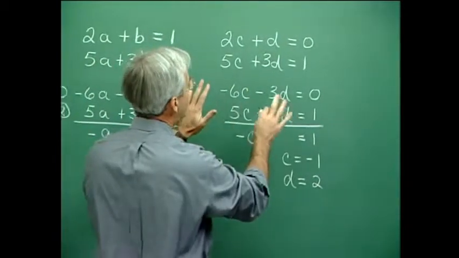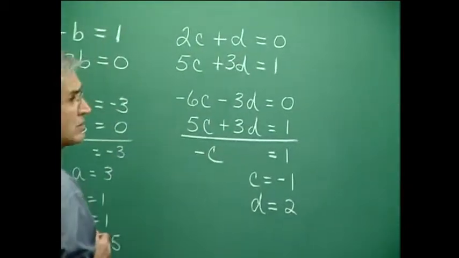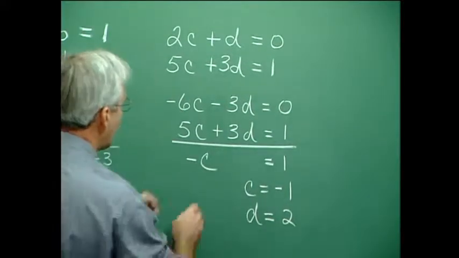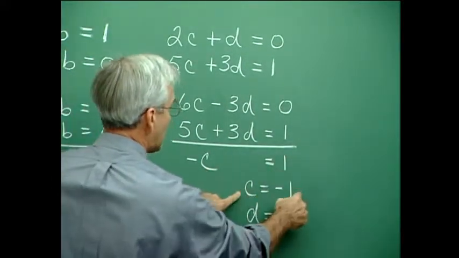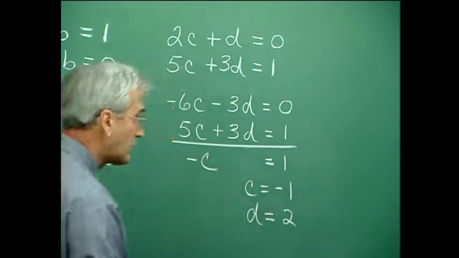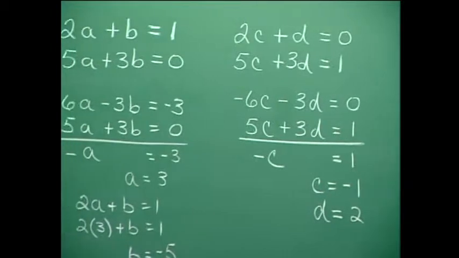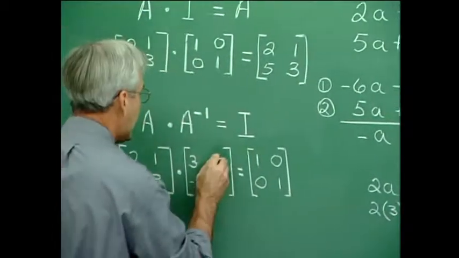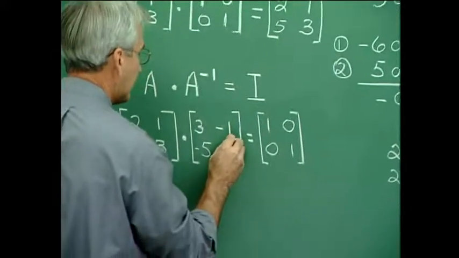All right, if we use the same technique for solving this system of equations, we'll multiply here by -3, and then adding the two, we find -C is equal to 1 or C is equal to -1. Back substitution gives us a D of 2, so we can fill in for C and D. C is -1, D is 2.